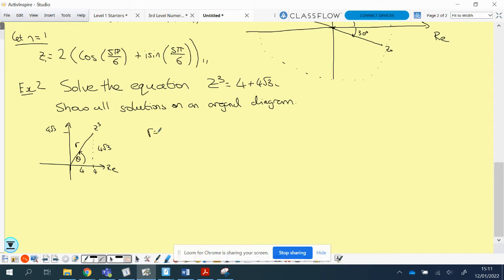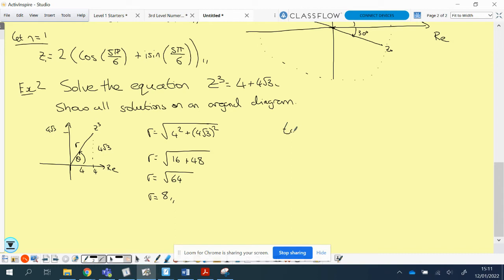So let's work out what r is first. So r is going to be the square root of 4 squared plus 4 root 3 squared. 4 squared is 16. Root 3 squared is 3, and 16 times 3 is 48. So r equals the square root of 16 plus 48, which is 64, and the square root of 64 is 8. Let's just take the positive version. Okay, so I've got my modulus there.